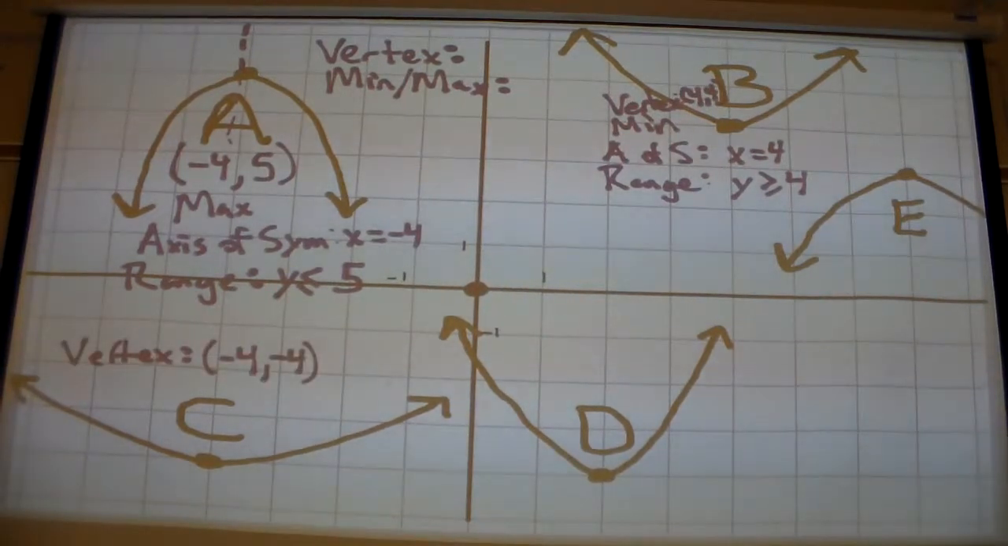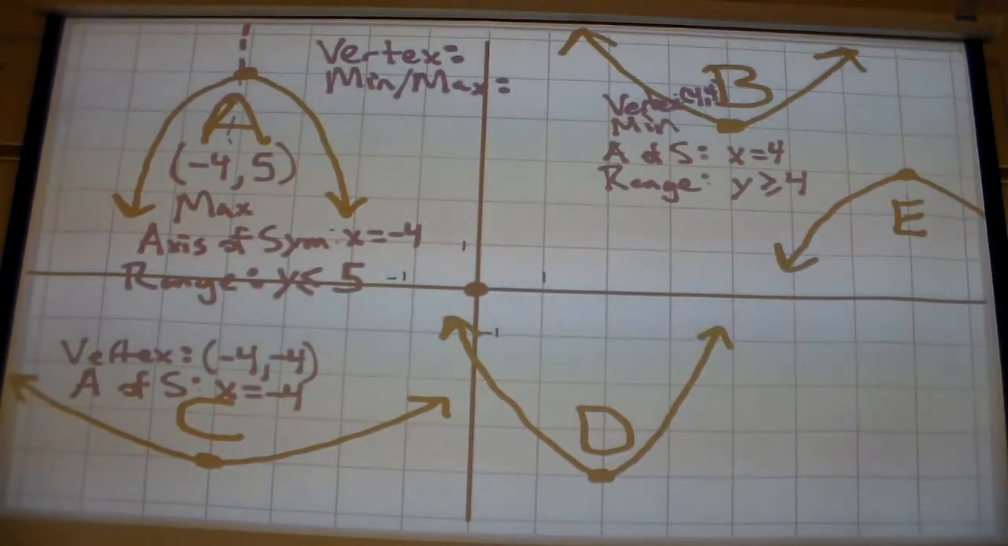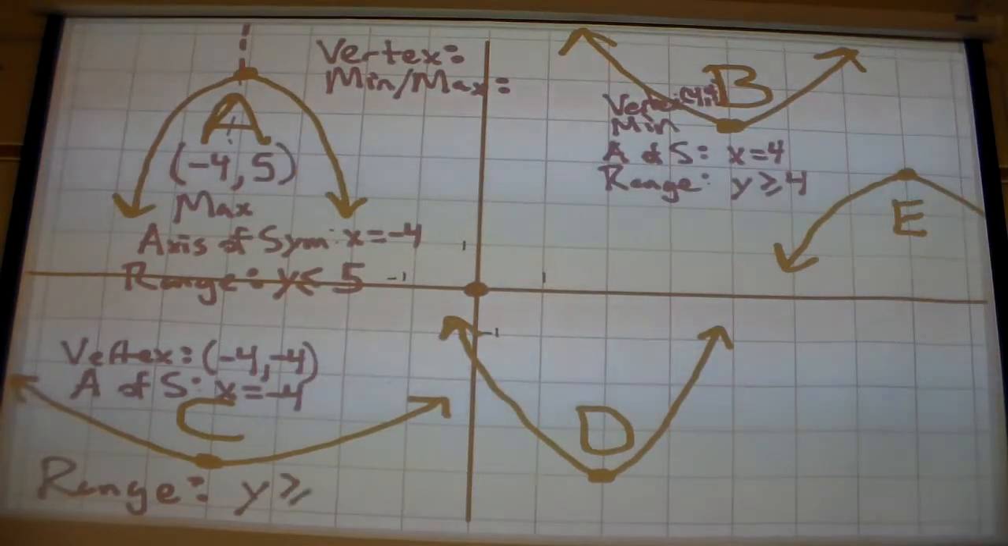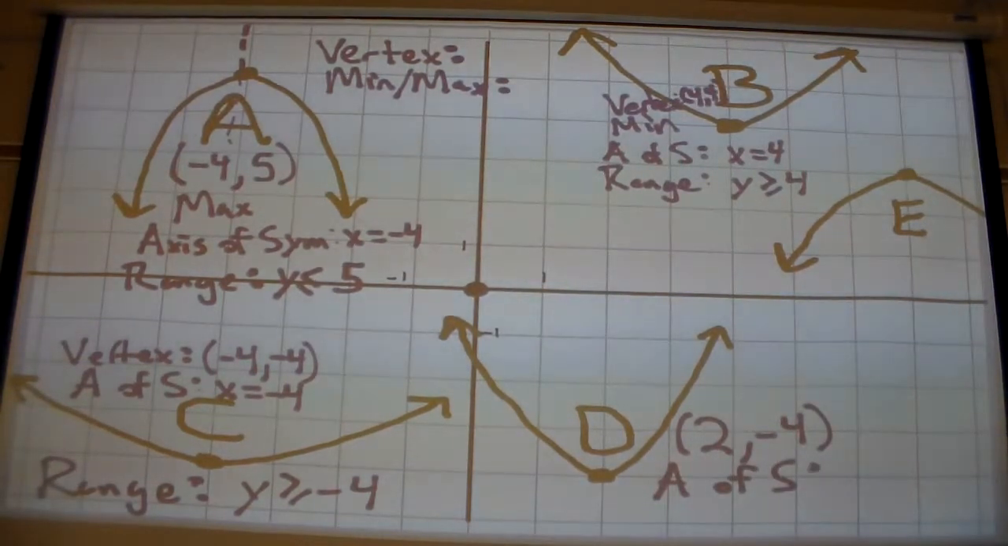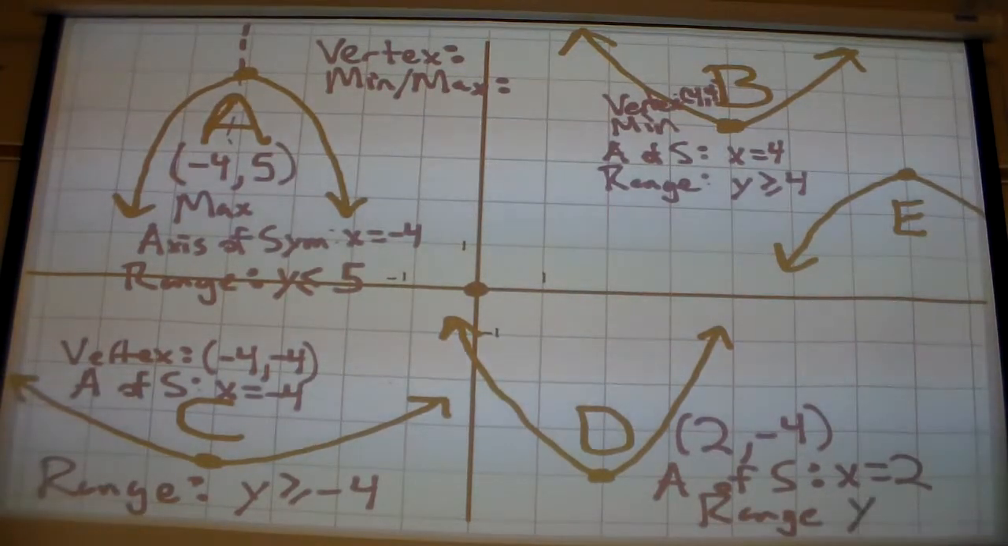All right, minimum. Axis of symmetry? Negative. Good, x equals -4. And our range, y is greater than or equal to -4. Very good. Okay, let's go to D. The vertex is 2, -4, which means our axis of symmetry is 2. Good. And then our range, is y going to be greater than or equal to or smaller? y is greater than or equal to -4. Good.